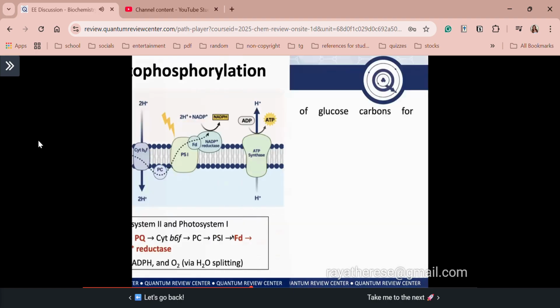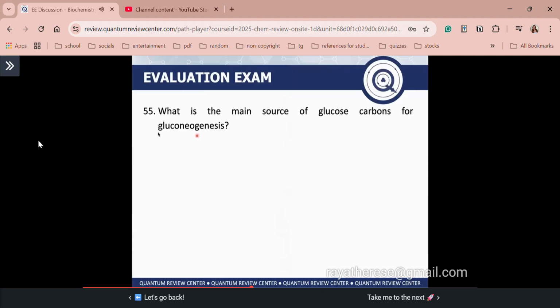Now let's proceed with our next item, item number 55. So what is the main source of glucose carbons for gluconeogenesis? Class, here are our options. Is it A, guanine, B, alanine, C, cysteine, or D, threonine? Sir, parang naligaw si guanine. Is it a nucleic acid? Yes, so this is not actually our correct answer. So it's just about letter B, C, D. And all of them are amino acid.